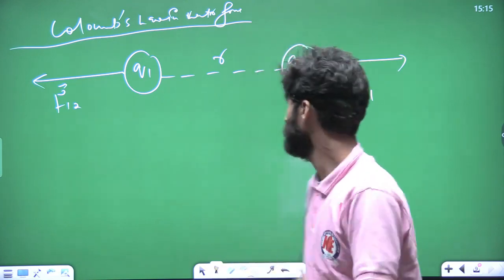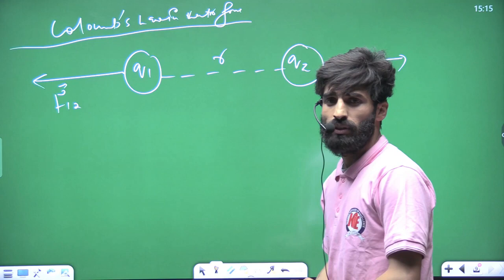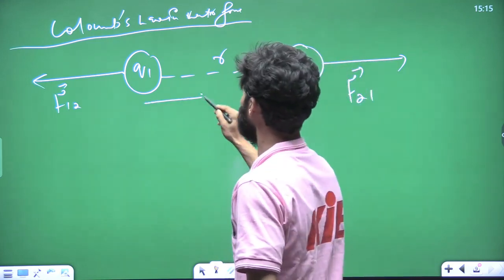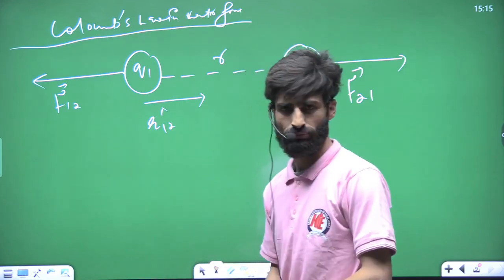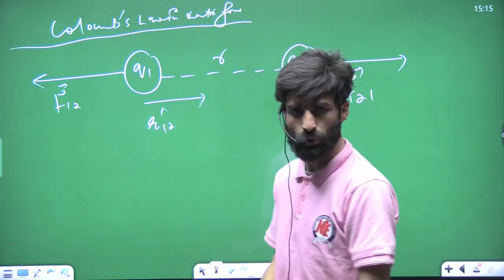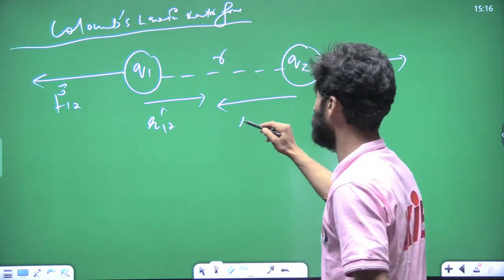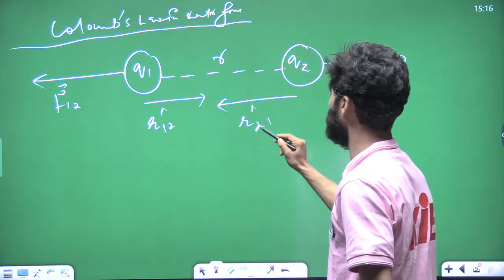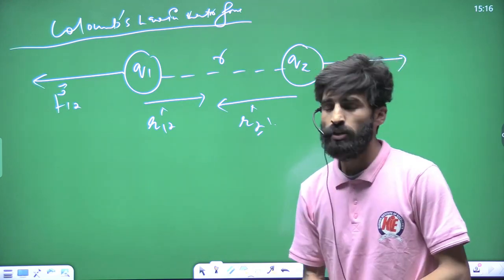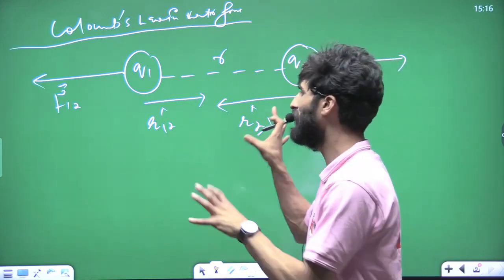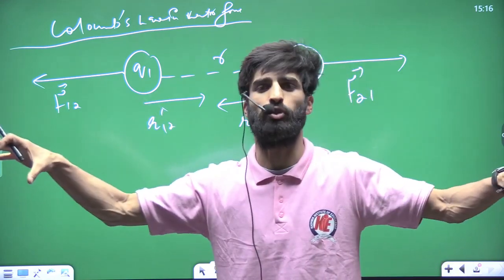Now see my dear, let the position unit vector of Q1 facing towards 2 be r12 cap, means charge 1 is facing towards 2. And let the unit vector of Q2 be r21 cap, means 2 is facing towards 1. Is it clear? So first of all, we take two similar charges, they will tend to repel by the force of repulsion.